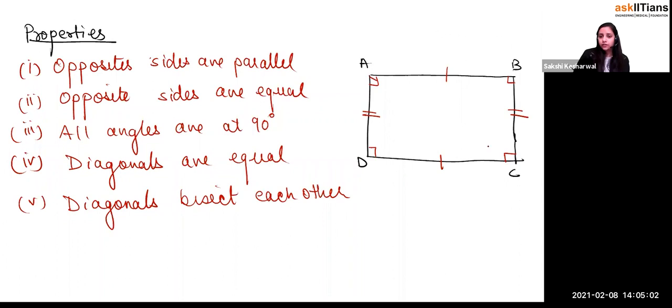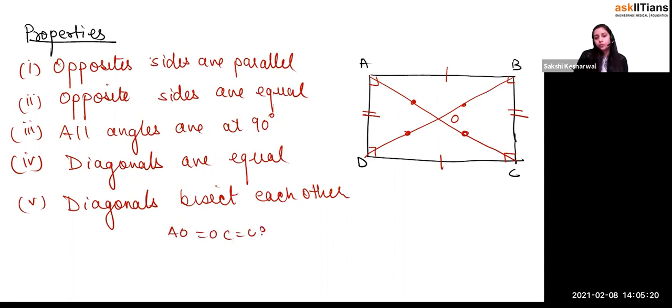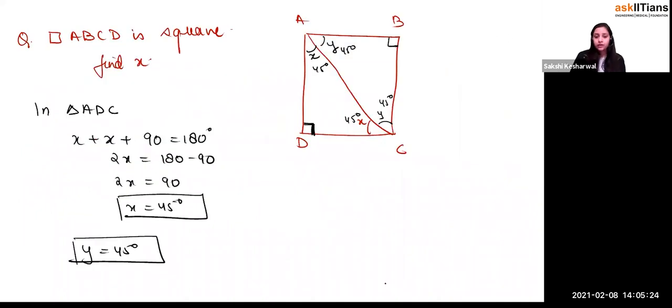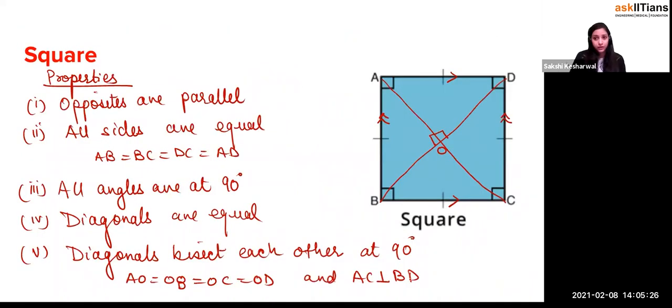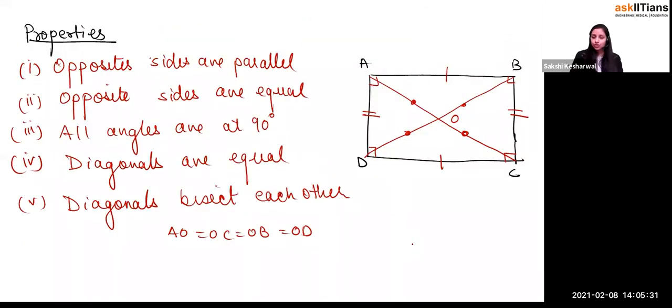Each other, it means what? If you draw the diagonals, this and this, right? AC and BD are diagonals, and this point is O. So AO is equal to OC. OD is equal to what? OB, or not? Yes or no? As they bisect, if they are dividing into halves, they will be equal or not? So AO is equal to OC is equal to OB is equal to OD. As we have seen in the square, I wrote over there that AC is perpendicular to BD also, but here they are not perpendicular. Here they just bisect each other, meaning the halves are equal. That's it. So this is a rectangle.